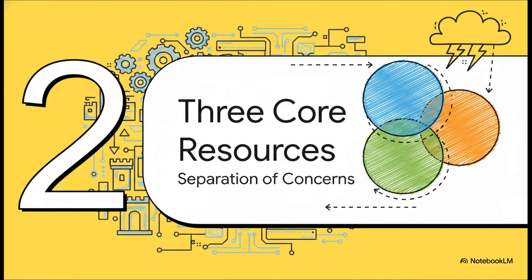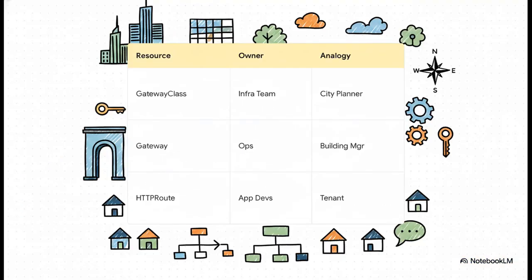The 3 core resources. To solve this mess, the Gateway API completely rethought the architecture. They introduced 3 core resources to create a really clear separation of concerns. And this brilliantly illustrates how those roles break down. Let's use a real estate analogy. First up, we have the Gateway class. This is owned by the infrastructure team. Think of them as the city planner. They declare which infrastructure provider handles gateways for the whole city, so to speak.